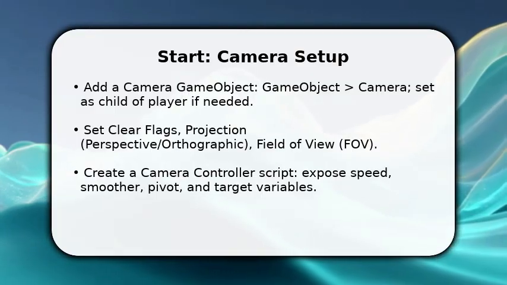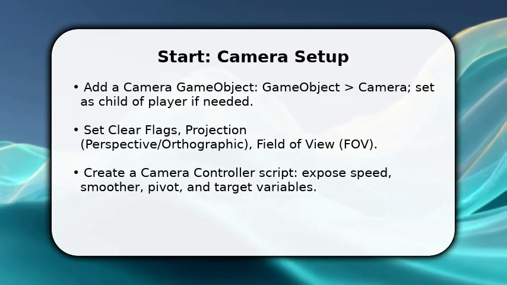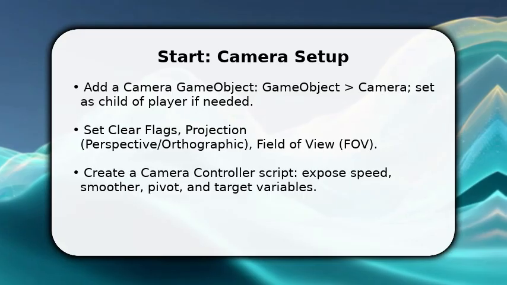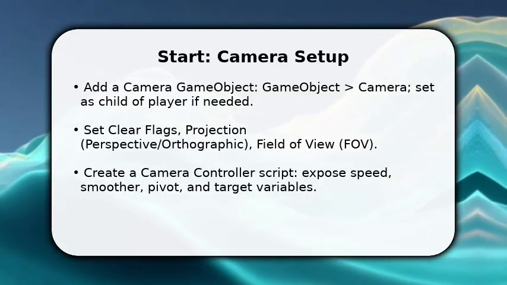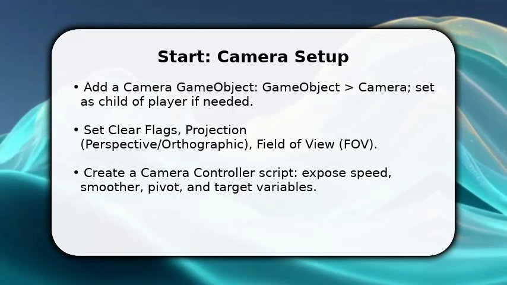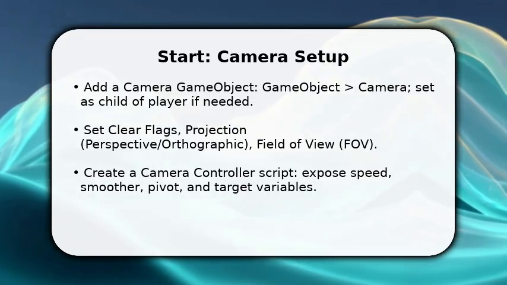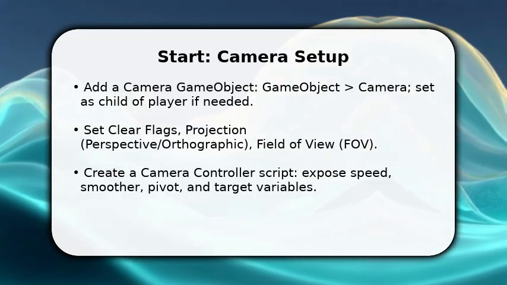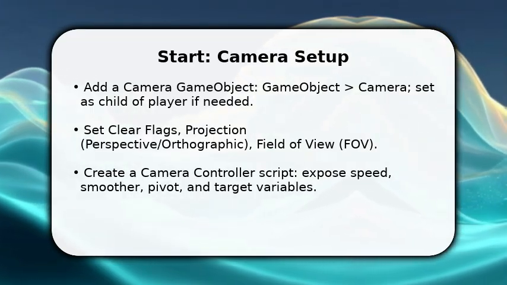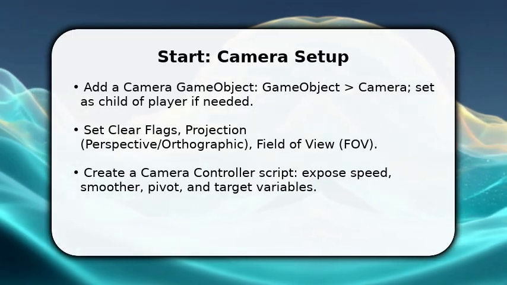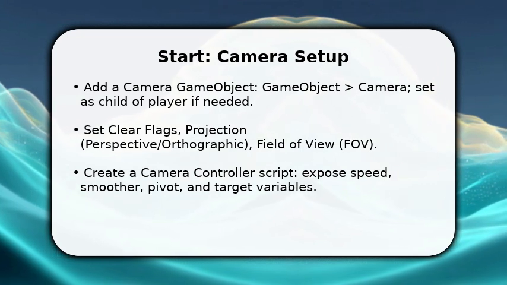You begin by creating the camera game object and linking it to the scene target. This ensures the camera has a known reference. Once added, change clear flags and choose perspective or orthographic depending on your project. Next, set the field of view or size. These values control framing. Then immediately create a camera controller C# script, expose speed, smoothing, and pivot fields, and assign the target. This starts the automated behavior you will refine in the next step.